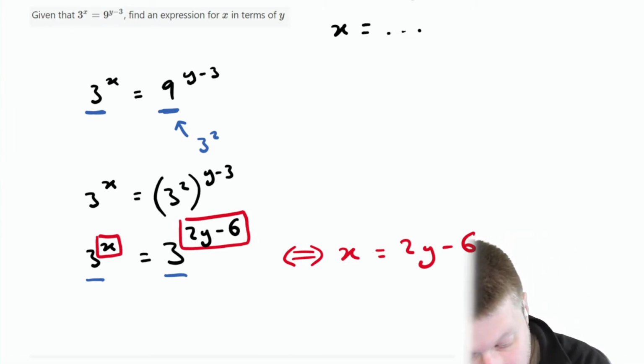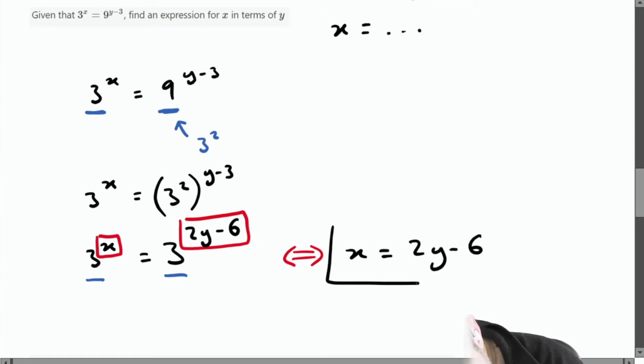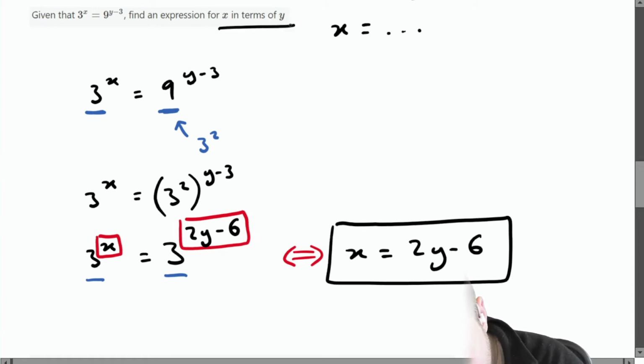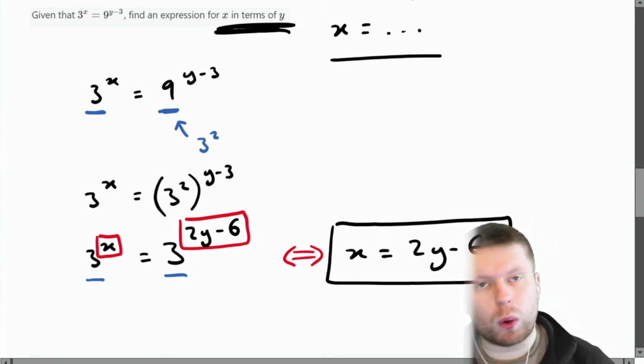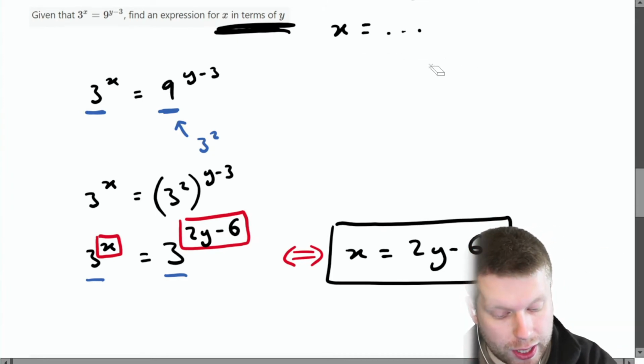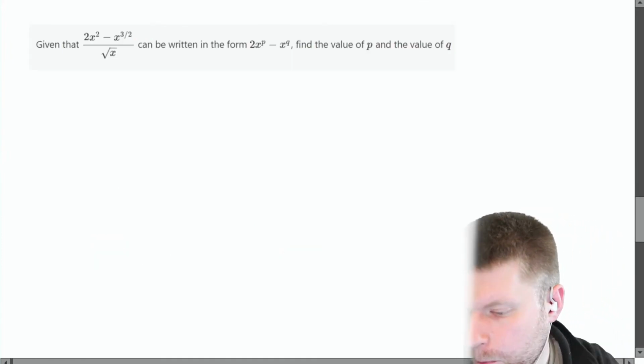And actually, that's all I need to leave my answer as. So actually, let me do it in black. I can literally say x is equal to 2y minus 6. That's all I need to leave my answer as. Because if you have a look, I wanted x in terms of y, which means that I wanted x equals, and then just purely y's on the right-hand side. That's what I've got there. So the answer would be x equals 2y minus 6.